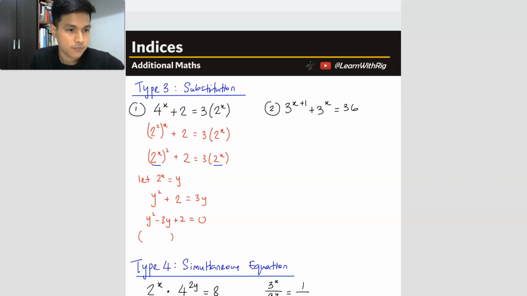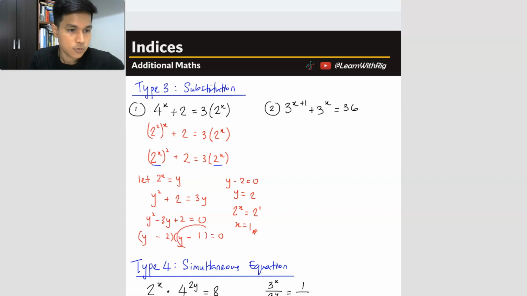Now I can factorize this. So I get y here, 2, 1. Do I add or subtract? Let's see, we can do minus minus. So y minus 2 equals to 0, so y is equals to 2, right? But what is y? Please don't leave it as y, because you changed the equation, so you have to put it back. So 2 power x equals to 2. When it's 2 here, that means it's 2 power 1, so x is equals to 1. That's the first answer.